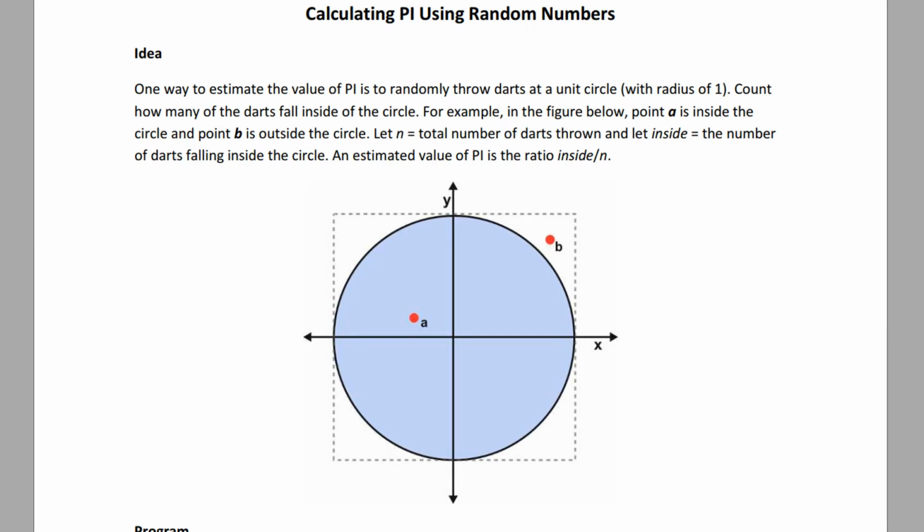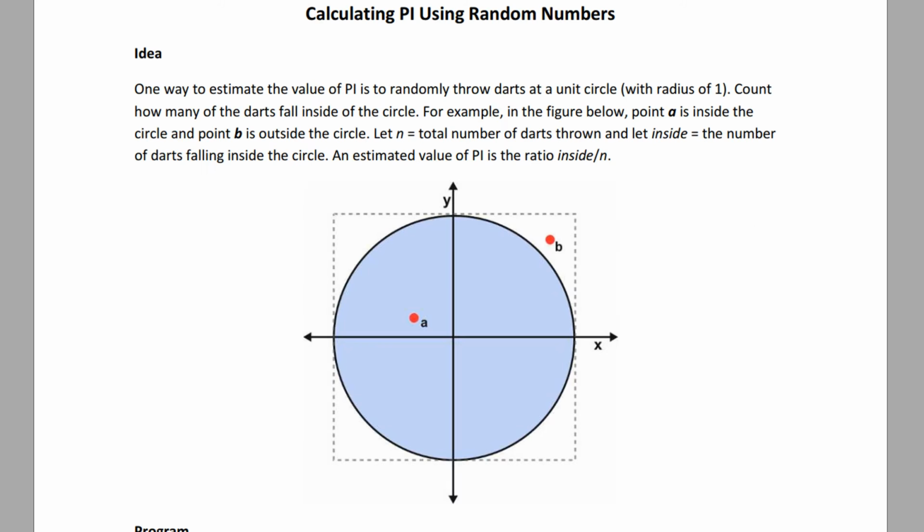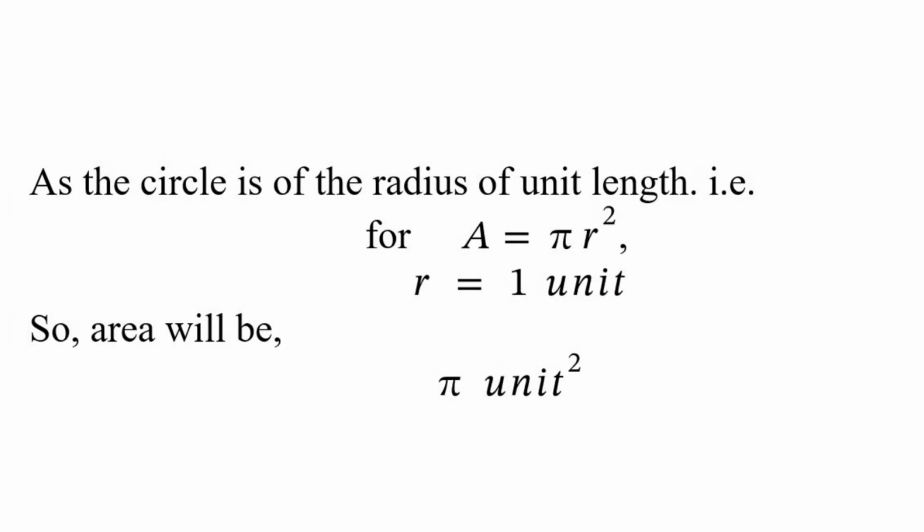First of all, we will assume that you already know how to measure the area of a circle, that is pi r square, where r is the radius and pi is the constant value. But here we will assume that we already know these things. As the circle has a radius of unit length, its area is pi r square. As r is 1 unit, the area will be only pi unit square.